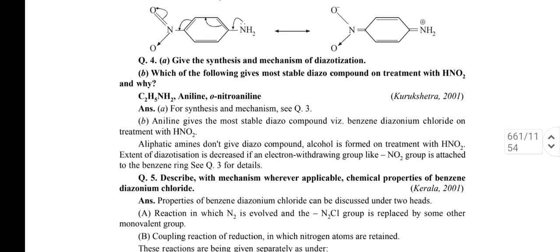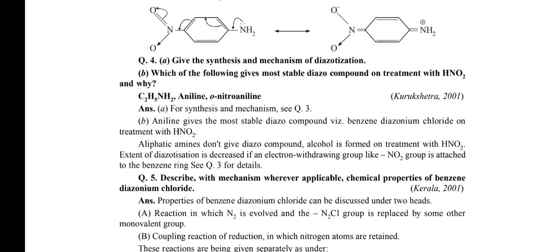Question number 4. A. Give the synthesis and mechanism of diazotization. B. Which of the following gives the most stable diazo compound on treatment with HNO2 and why? C. C2H5NH2, aniline, orthonitroaniline. Answer question A for synthesis and mechanism.